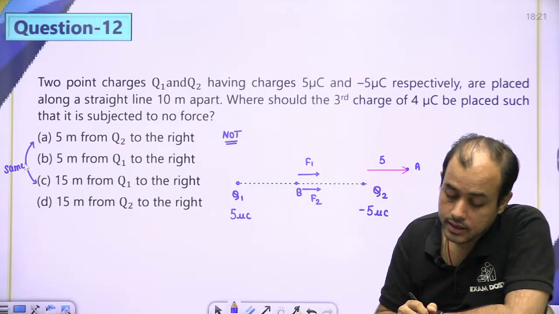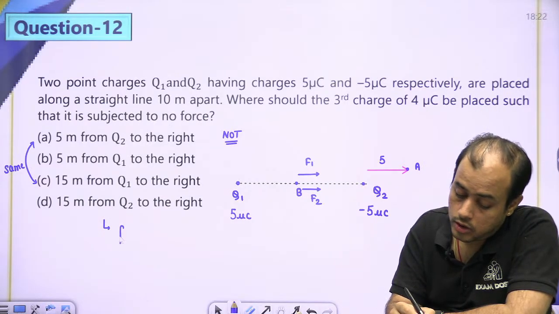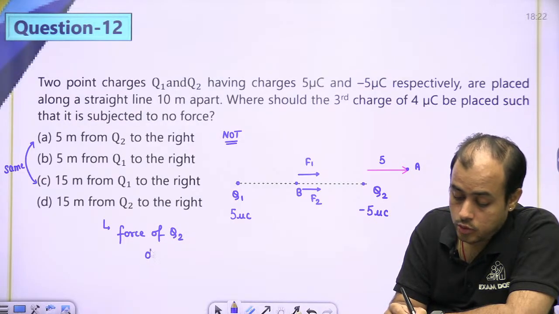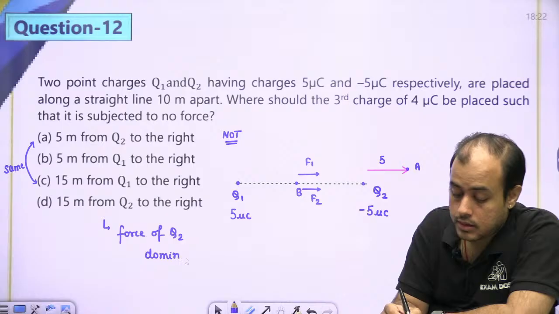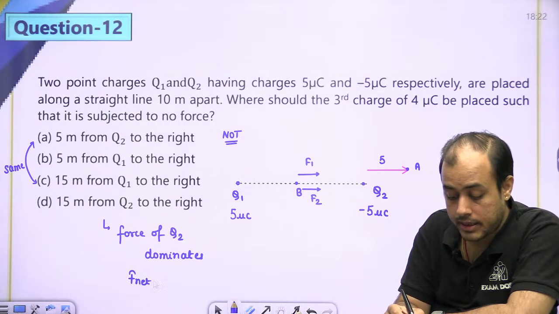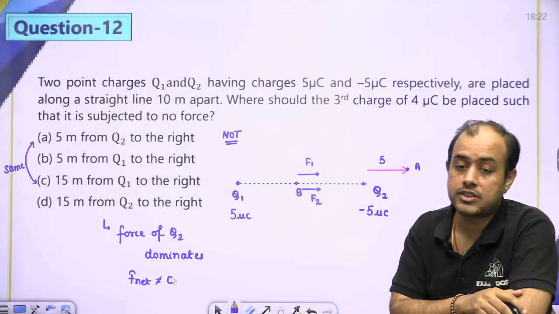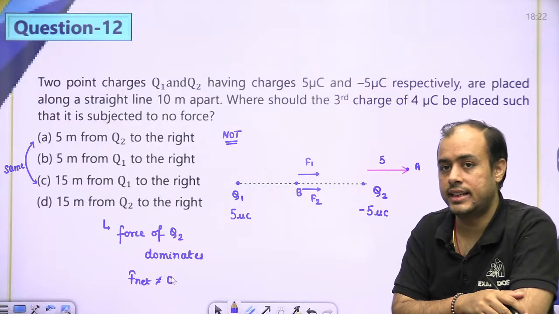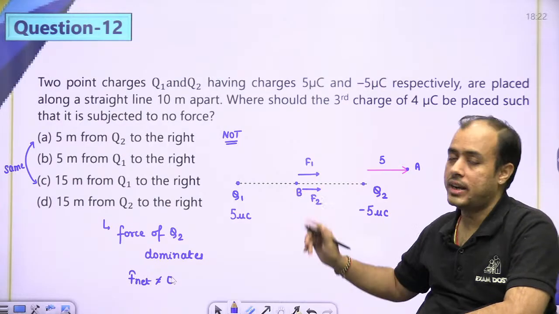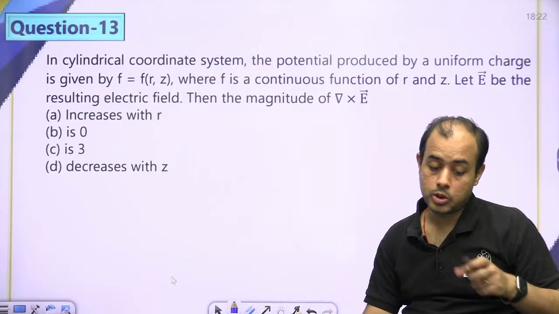These two are the same. 15 meter from q2, again force of q2 dominates. So net force is not zero. Net force cannot be zero, q2's force will dominate. So none of these. If they were both positive charges, beta, then I can say that force will be zero at the midpoint. If both were positive, a neutral point would form in the middle with zero force.